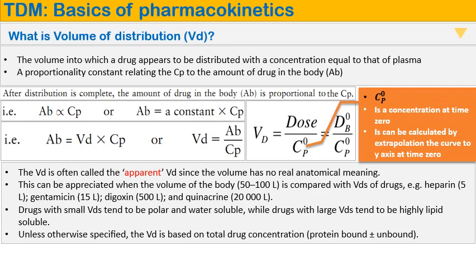A drug that has a smaller volume of distribution means it is more polar and more water soluble, and it is highly protein bound and limited in its distribution inside the plasma. While with a large volume of distribution, the drug tends to be more lipid soluble, more free in the plasma, and bound to the tissue more than the plasma.